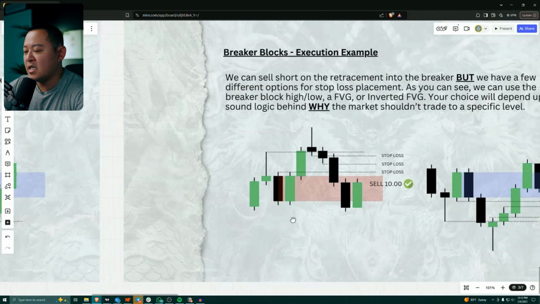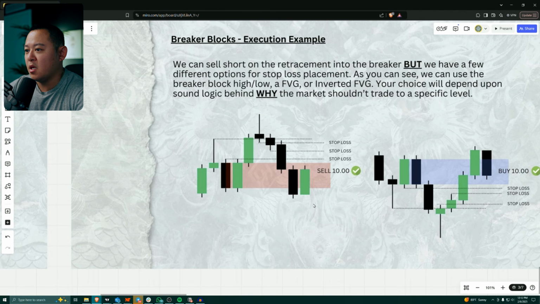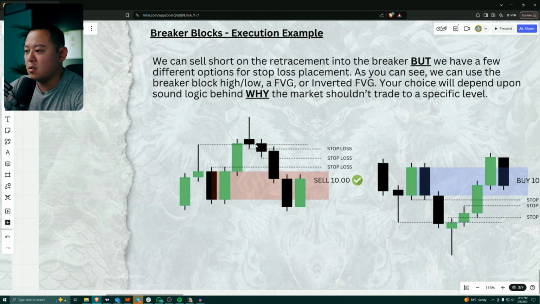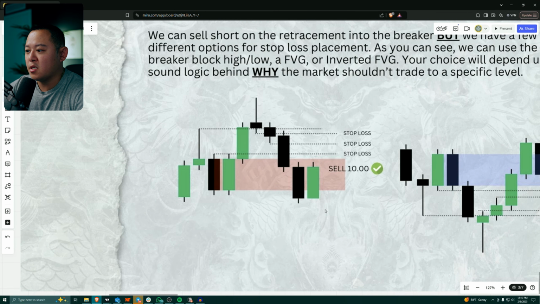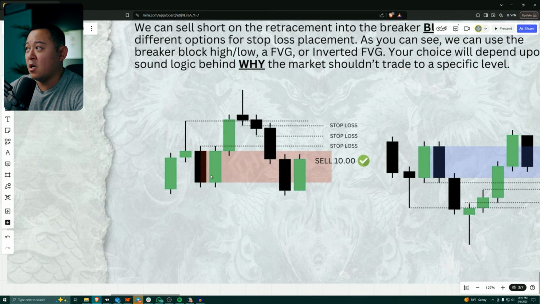So what we're going to do is enter as it's trading back up into that breaker. So we can sell short on the retracement into the breaker, but there's a couple different options for stop losses. And this is kind of where breakers get a little bit messy because oftentimes it's not very clear where to put the stop loss. I often err on the side of more conservative just because I don't like getting tagged out of the trade before it goes in my favor. So oftentimes I'm using maybe the high of the fair value gap that's created, or maybe using one of these highs up here.